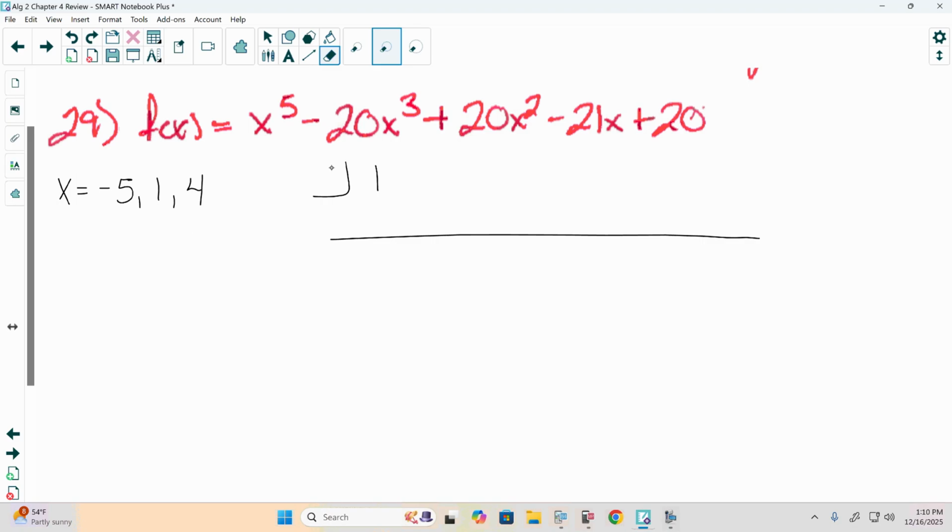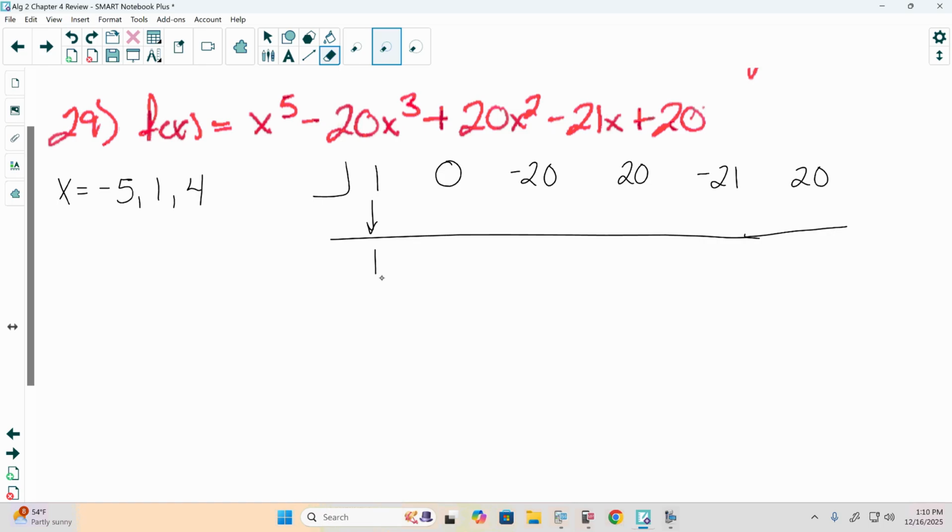Now let's put our numbers across the top. Now we have 1 for x to the 5th. What's our x to the 4th value? Is there an x to the 4th? No, so that number has to be 0. We do have an x cubed term, so its number is negative 20. X squared is positive 20. X is negative 21, and our constant term is 20. If we have a term missing, we have to fill it in as 0.